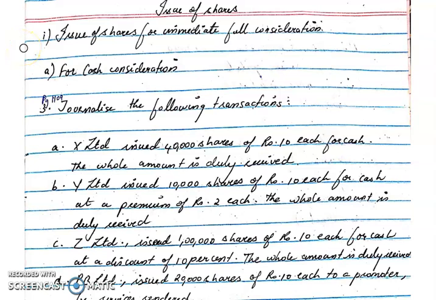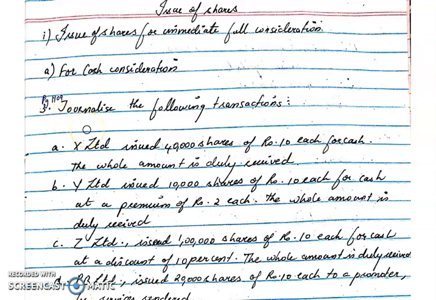This method is issue of shares for immediate full consideration. Under that, we'll do the first method, for cash consideration. As I already taught you the different theoretical parts in the other videos, if you need any reference, you can just go through that. So I'll work out sum number 3, which is on page number 1.109.